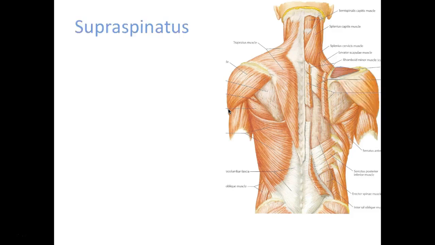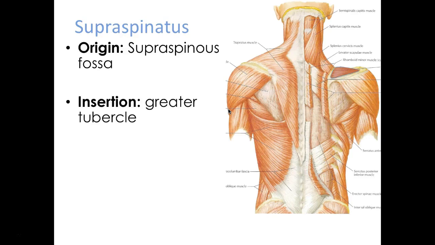Next we have supraspinatus, and this originates from that supraspinous fossa we learned about. And it's going to insert into the greater tubercle on the humerus. So we don't really see that insertion here because it's going below this spine of the scapula and acromion to get there. It's going to abduct the arm.